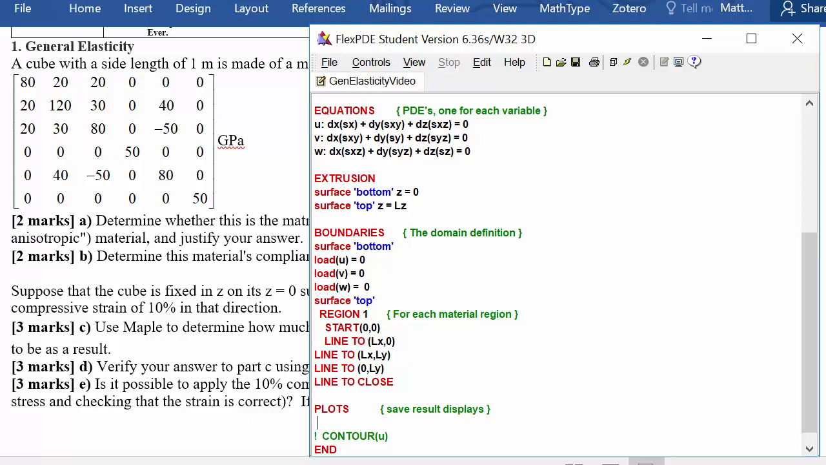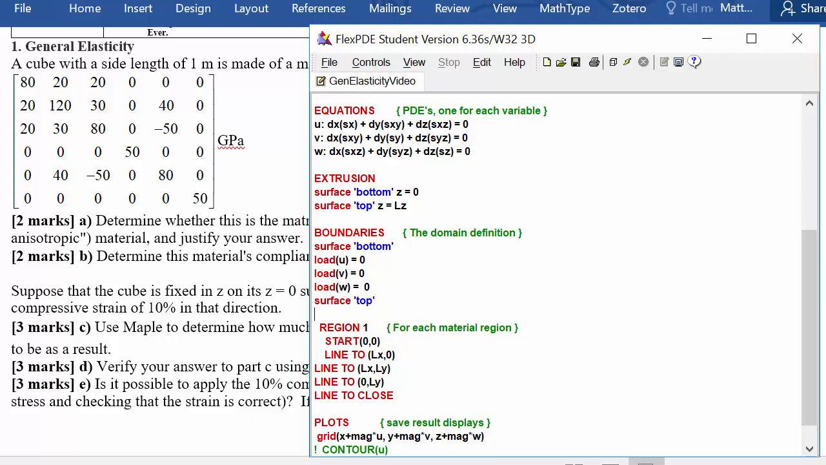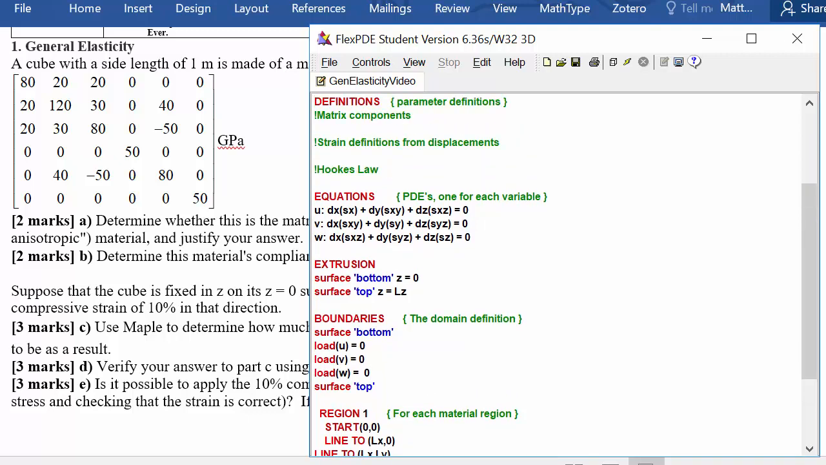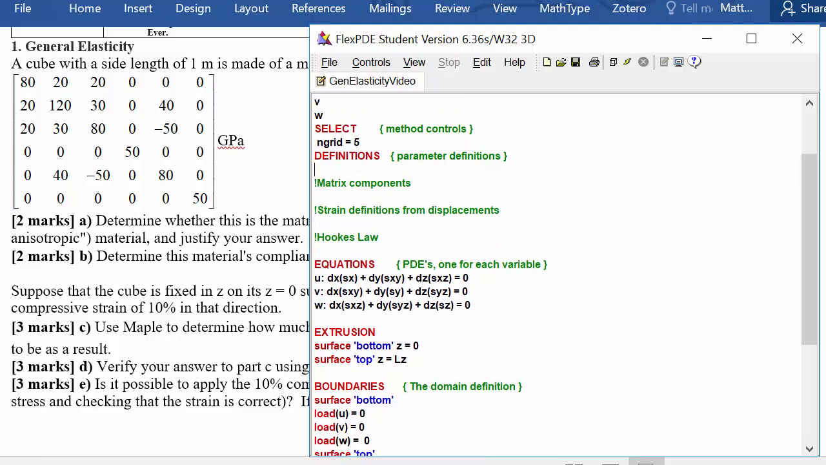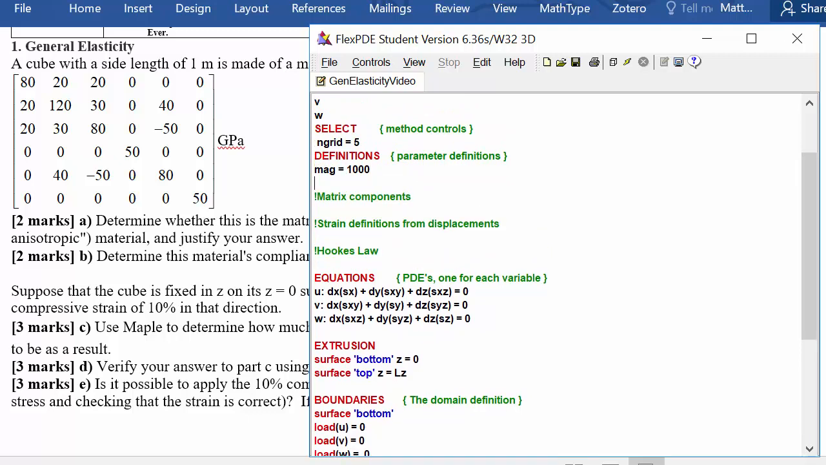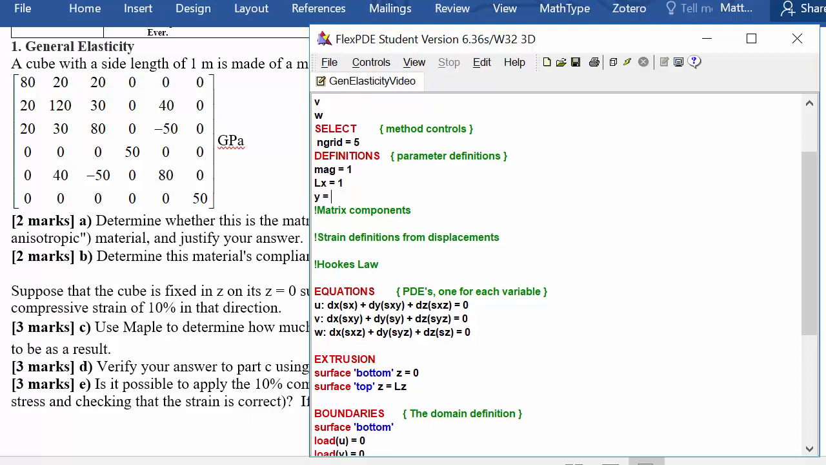So grid x plus mag times u, y plus mag times v, z plus mag times w. Yeah, so this is going to be the deformed shape plot. And we're going to need to set up what mag is, and we can use any magnification we like. Maybe we'll start with 1. Lx is 1, Ly is 1, Lz is 1.